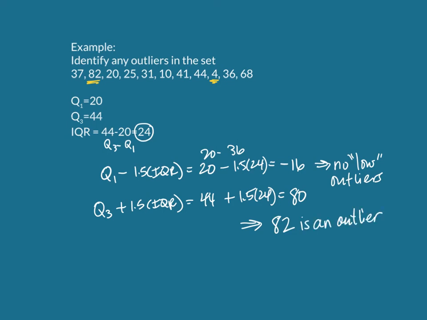And so when we go to create our box plots, we're going to note in our box plot that we have an outlier. And we might note this in, let's say, a study that we're doing or a project we're working on, that we've computed that 82 is an outlier based on the interquartile range.